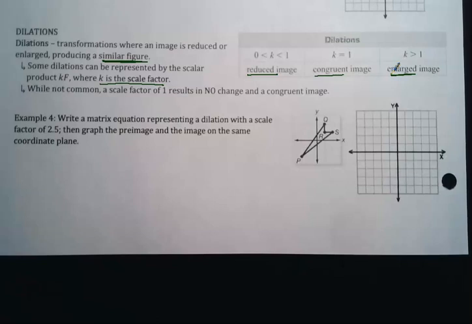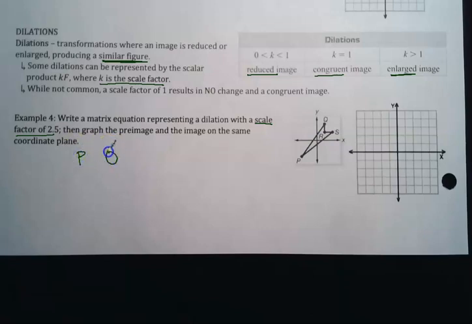All right, so example 4. We're going to write a matrix equation representing a dilation with a scale factor of 2.5. That's the same thing as your scalar. You're going to write it in the front as your scalar and multiply everything by 2.5. Then graph the pre-image and the image on the same coordinate plane. This time we've got 4 points. They're kind of jumbled, so let's write those out in our matrix, and then we'll put our scalar on it.